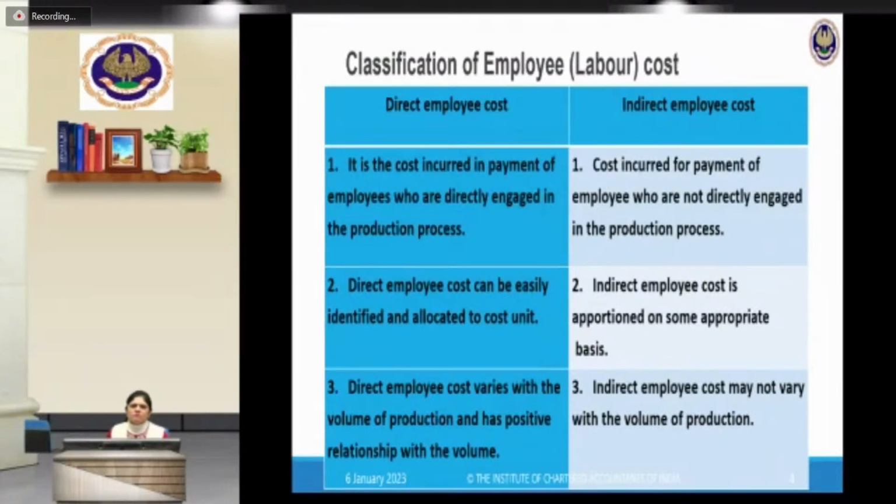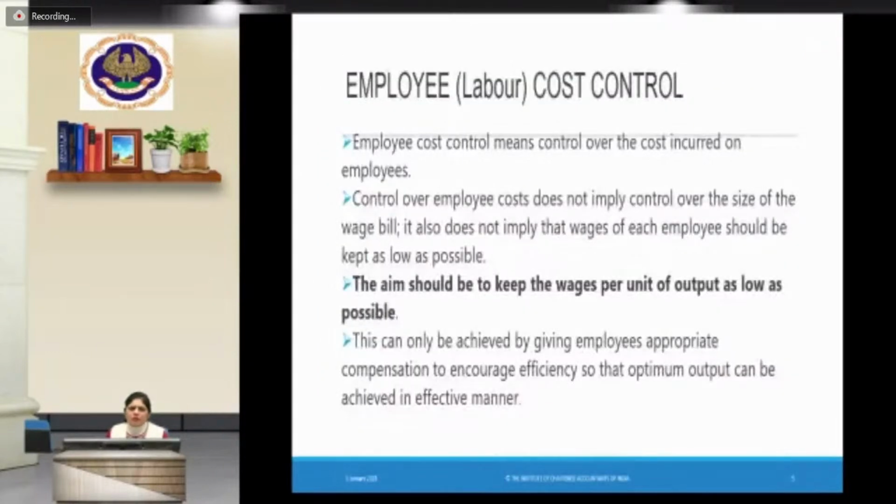So indirect cost does not vary in direct proportion with the output, but direct cost varies in direct proportion with the output. All right. So that is a thing to remember. Moving further, labor cost control or employee cost control is as important as cost ascertainment, as cost computation. We calculate the total labor cost. So this is a very, very important fundamental of employee cost. And on the other hand, to control that labor cost is also the second most important objective of labor cost.